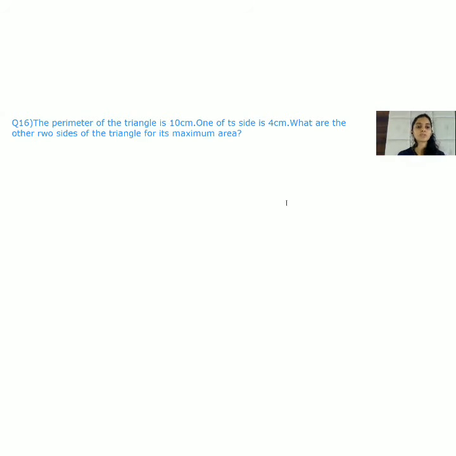Okay, let us move to question 16 now. The perimeter of the triangle is 10 centimeters. One of its sides is 4 centimeters. What are the other two sides of the triangle for its maximum area?